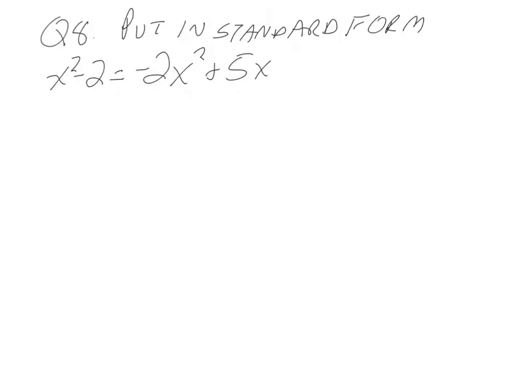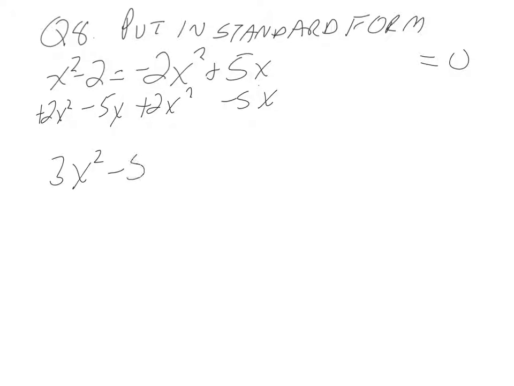This one we also want to put in standard form. So remember that standard form, we're always going to have the equals 0 on the right-hand side. So I'm going to move everything from the right-hand side over. That means adding 2x squared to both sides and subtracting 5x from both sides. So x squared plus 2x squared is 3x squared minus 5x minus 2 equals 0.